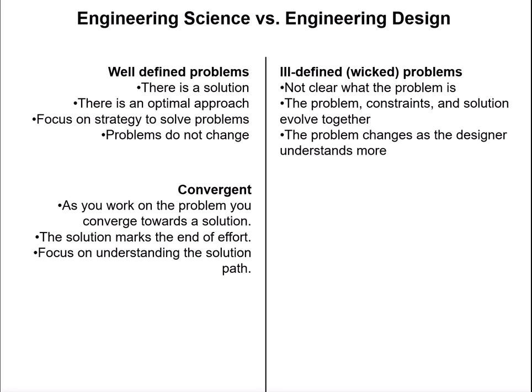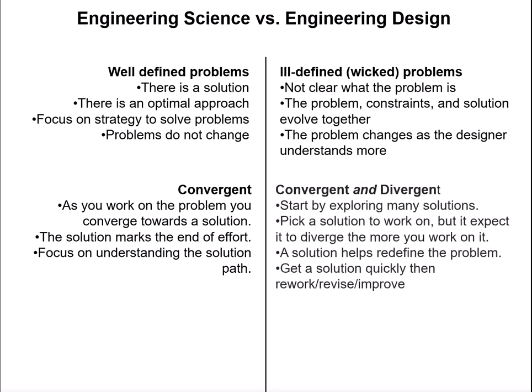And we really try to understand the path we took to get to a successful solution so we can use that path over again. Design problems are convergent and divergent. We start by exploring, diverging in our thinking to explore a lot of possible solutions. We pick a solution to work on, but we do that loosely.